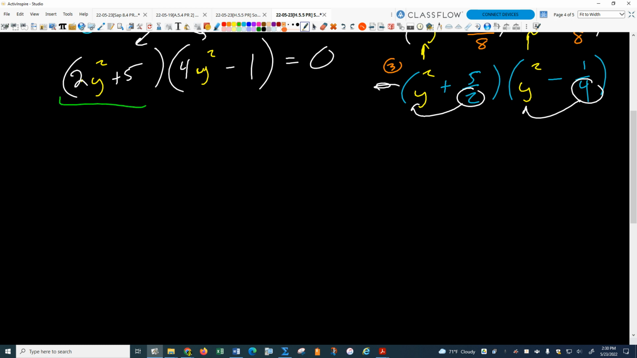How about this first one here? If I set that equal to 0, you guys can do this one in your head. What am I going to get if I subtract 5 and divide by 2? Okay, so negative 5 halves. So y squared equals negative 5 halves. So when I square root, what am I going to get here?